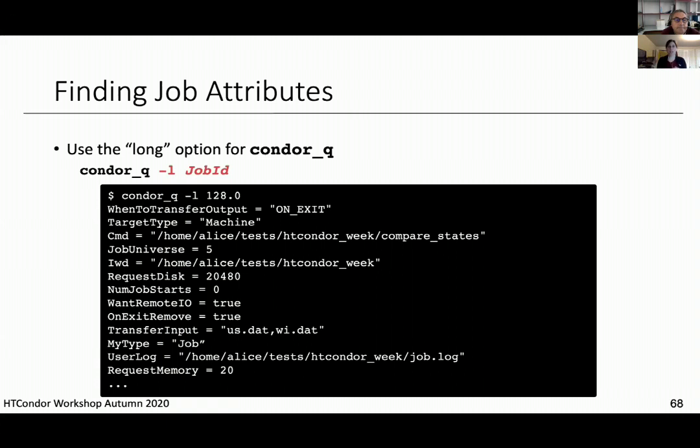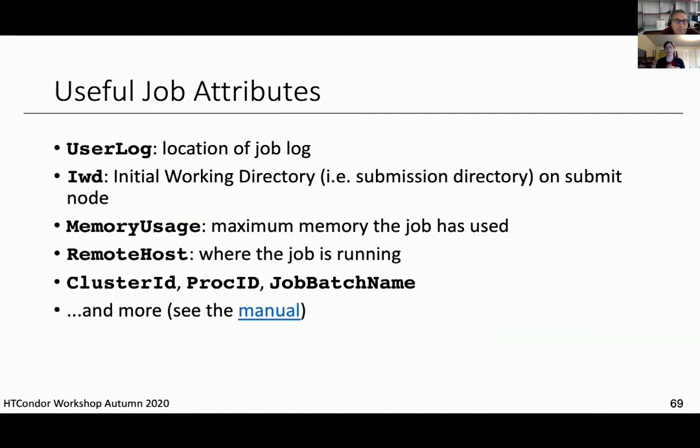So here's condor_q again. I recommend you only do this for one job, otherwise it's a lot of information. That will print out the ClassAd, or job ad, for a single job, and you can see what attributes exist. Attributes that I use a lot when looking at jobs or troubleshooting are the user log, the initial working directory, memory usage, remote host if the job is running, and general identifying information like the cluster ID, proc ID, and batch name. There are so many options, so definitely see the manual as well if you want to see a list of what's possible.